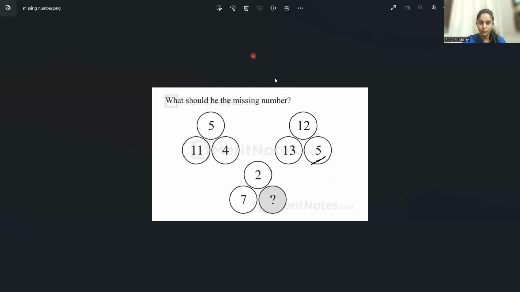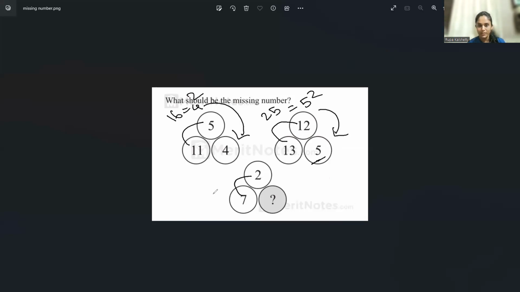And as we know that, 11 plus 5 is 16, which is the square of 4. Here 13 plus 12 is 25, which is the square of 5, which is this number. Similarly, 7 plus 2 is 9, which should be the square of 3. So your question mark should be 3. All right.